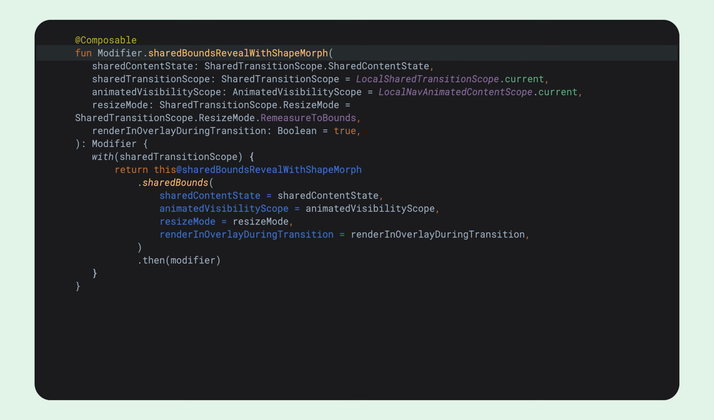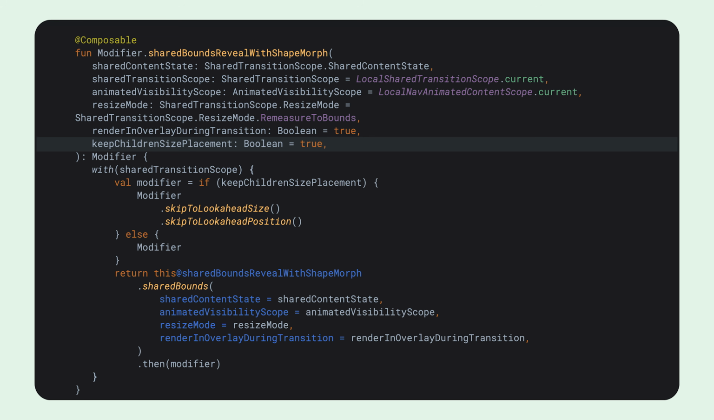So, for step 2, let's create a wrapper to hide away the implementation details and make the usage neater. We will call this function shared bounds reveal with shape morph. We provide in default scopes from the composition locals, the shared transition scope from the shared transition layout, and the local nav animated content scope from Nav3, and switch our usages to use this modifier that wraps shared bounds instead. The other values are the same defaults that the original shared bounds modifier uses, but we need to expose them to be able to use them in our usages too.